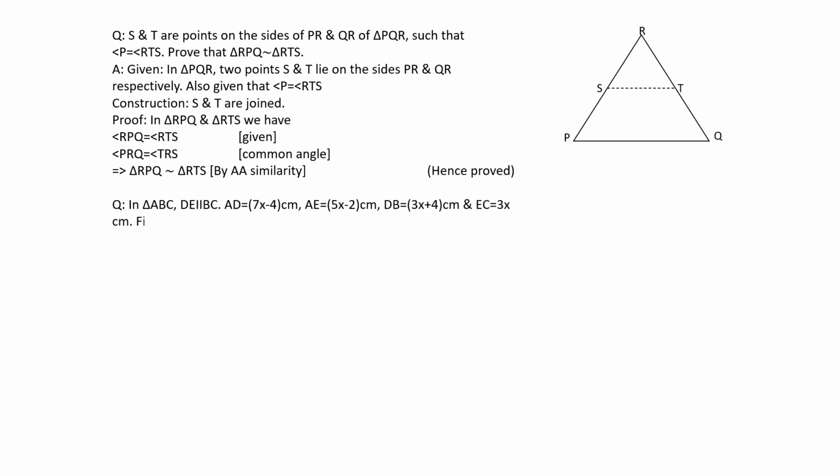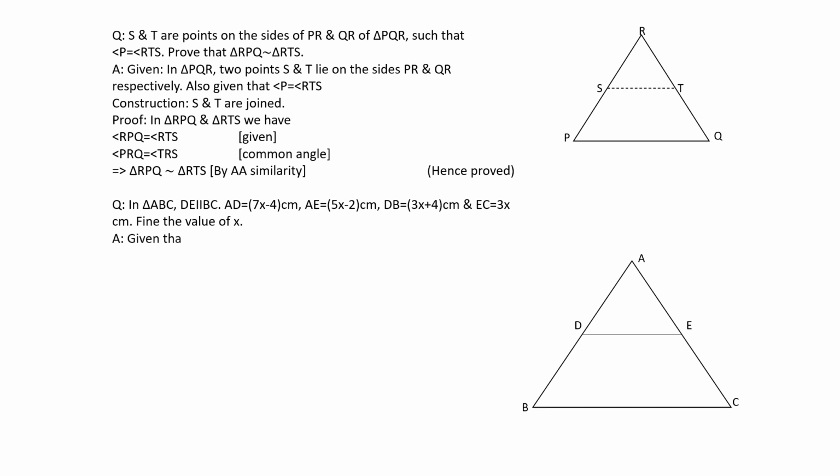Next question. In triangle ABC, DE is parallel to BC, AD equals 7x minus 4 cm, AE equals 5x minus 2 cm, DB equals 3x plus 4 cm, and EC equals 3x cm. Find the value of x. Let's draw the picture first.